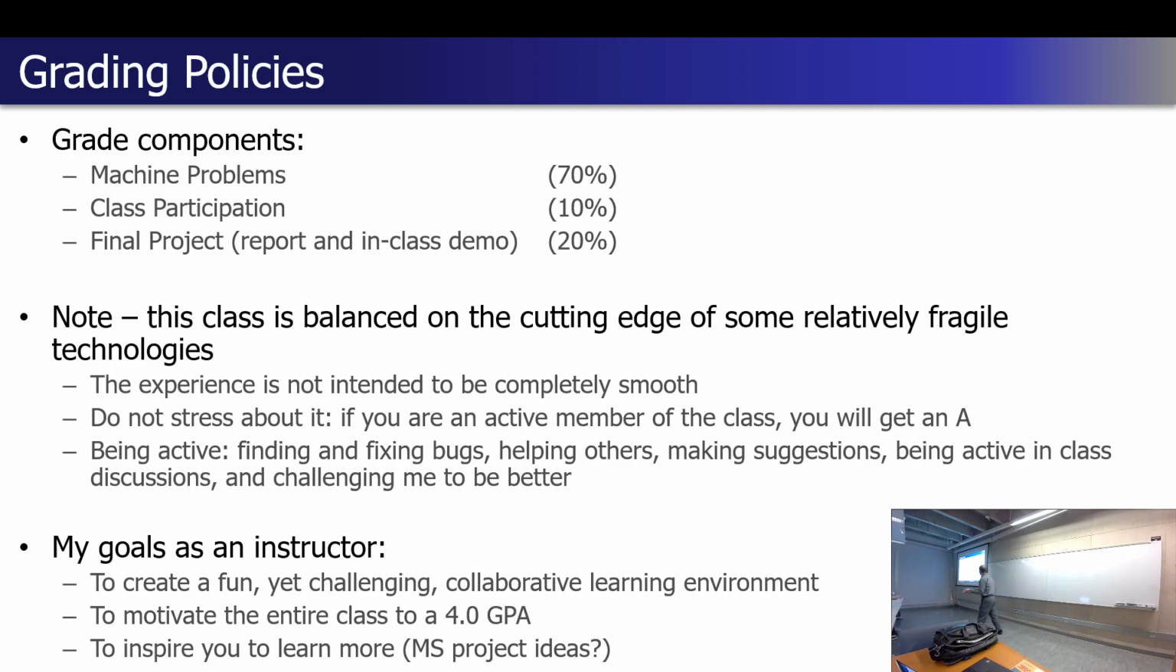With 10% for class participation, that's vaguely defined here, although it's some of the things I mentioned there. Just come to class. There's only 14 of us, so if a lot of you decide not to come to class, it's going to get kind of weird pretty quickly. So please just come to class and try to be active in the class: helping others, making suggestions, being active in class discussions, challenging me to be better.